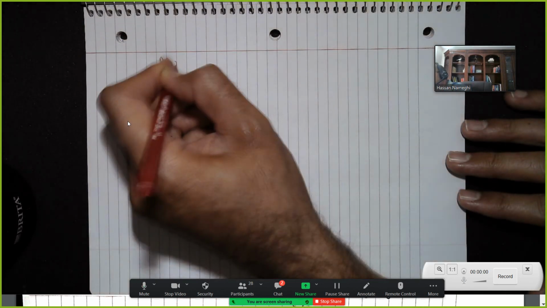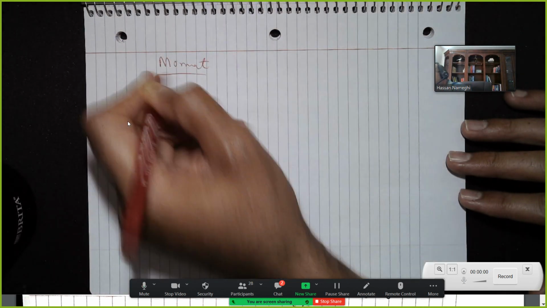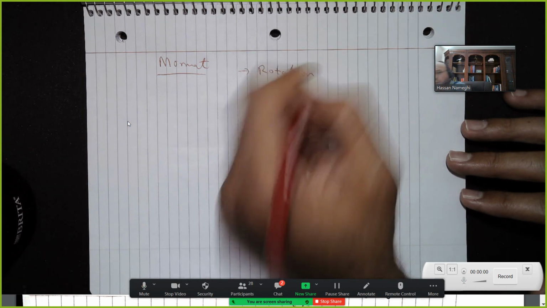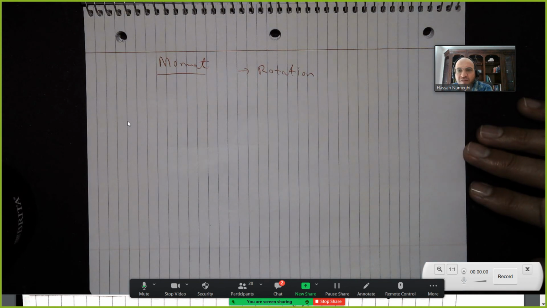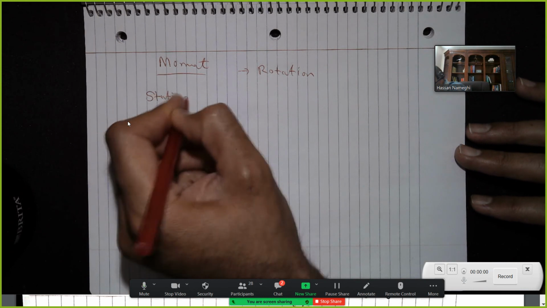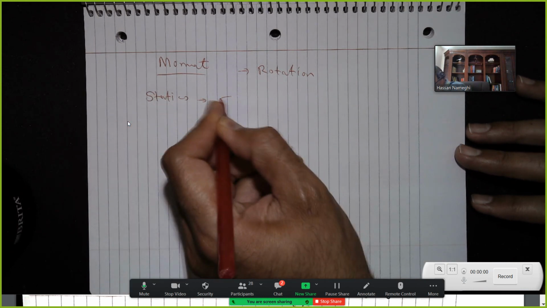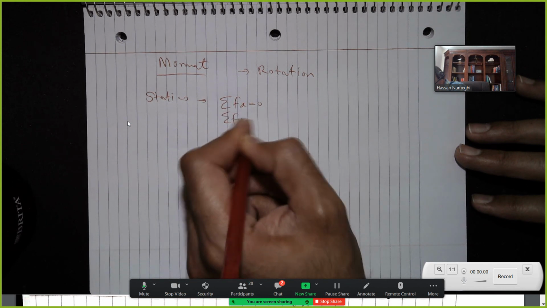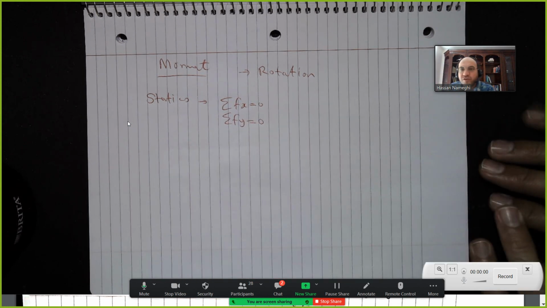Okay, the topic is called moment. Moment is about rotation, right? What we talked about so far: if you want to talk about equilibrium, about statics, we came to the concept of sum of Fx equal to 0, sum of Fy equal to 0. But this is not sufficient, right?